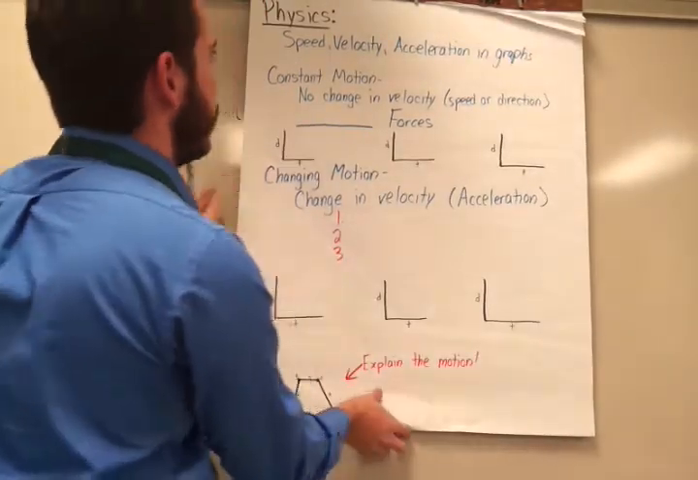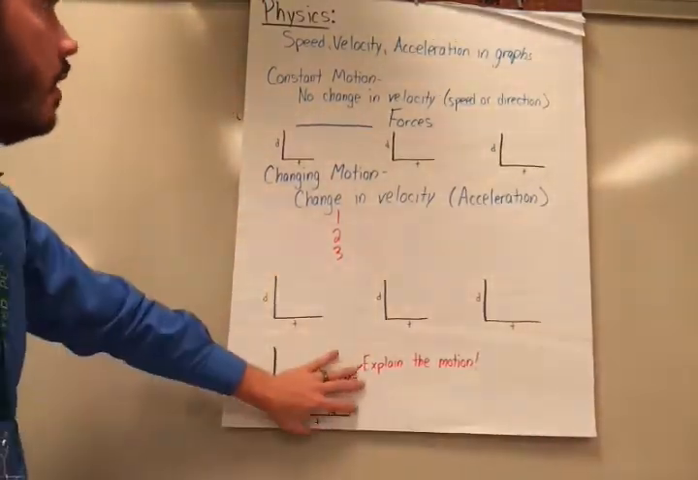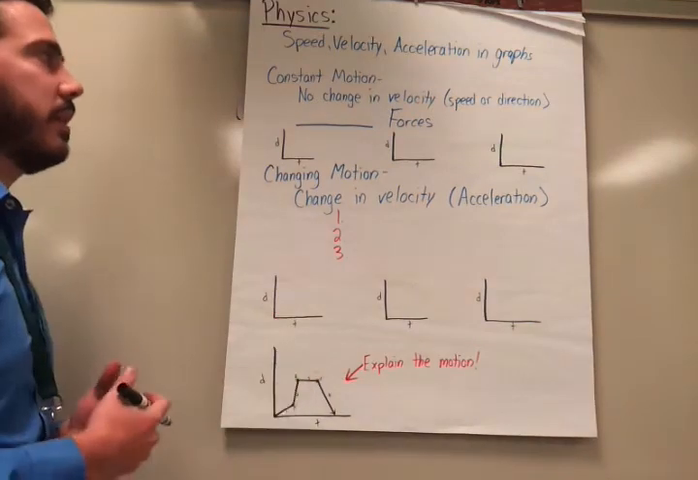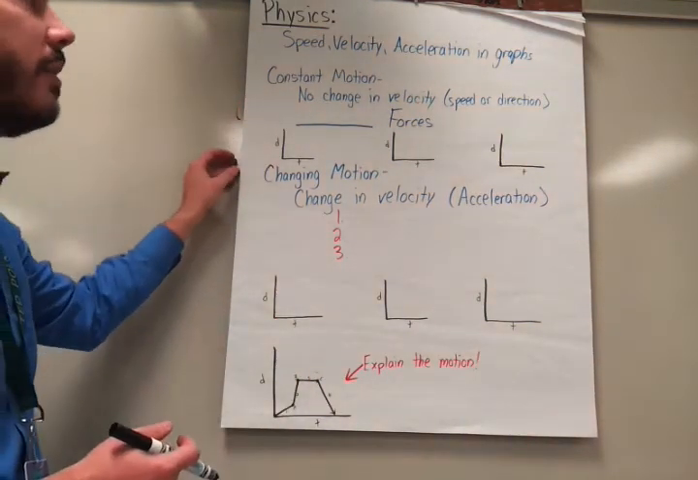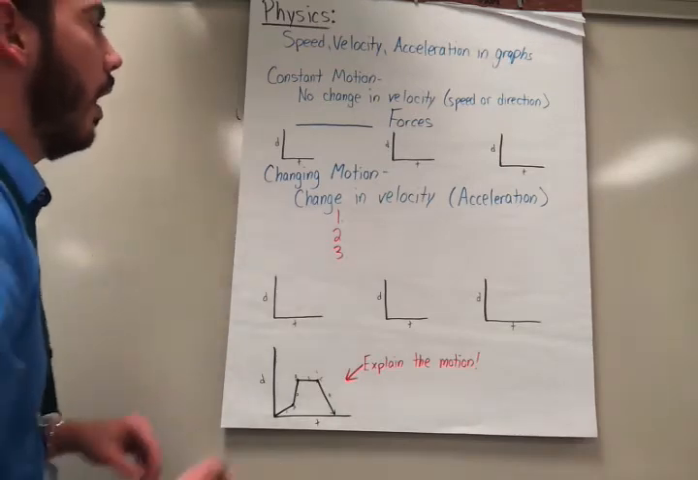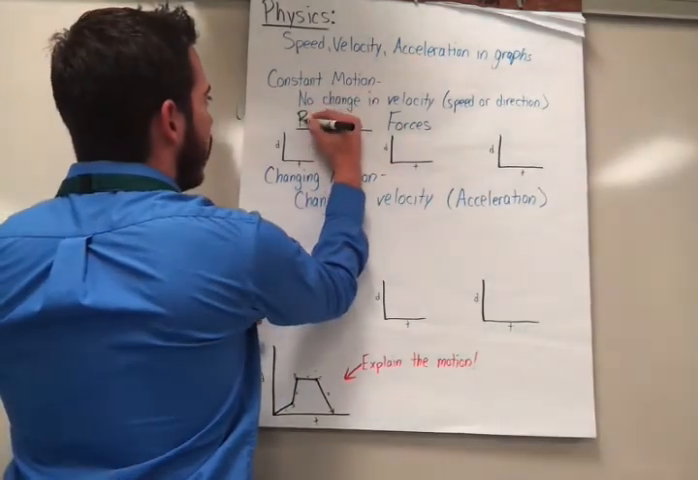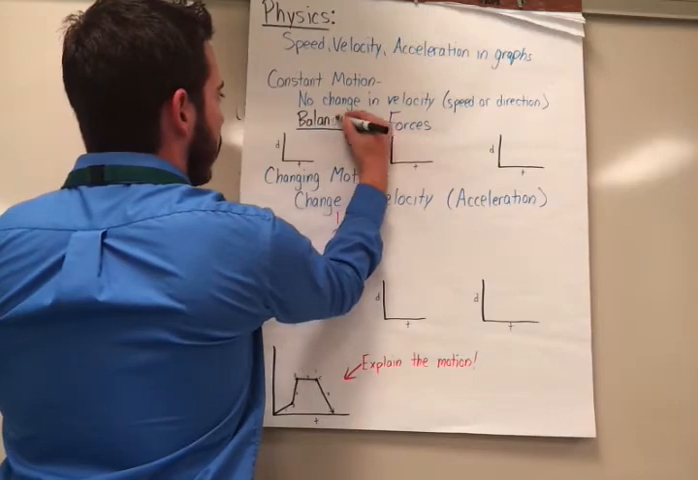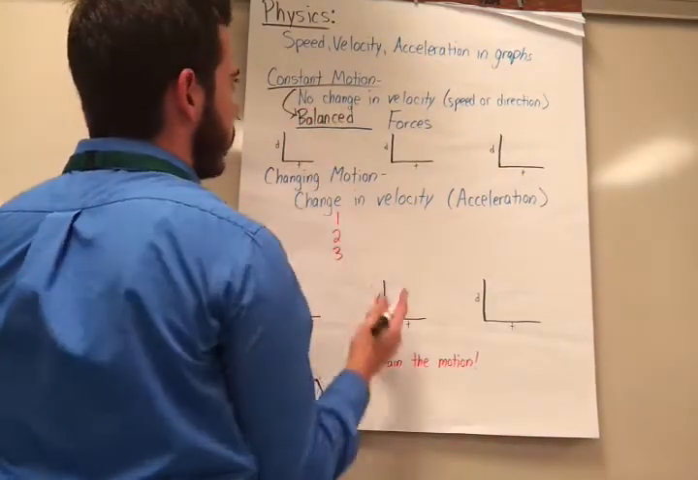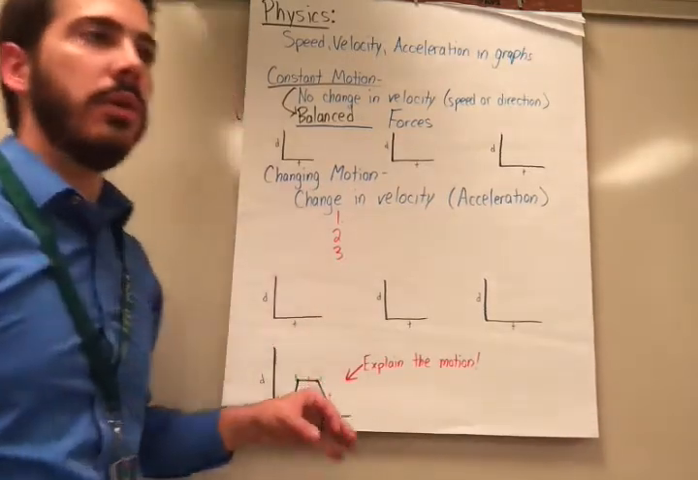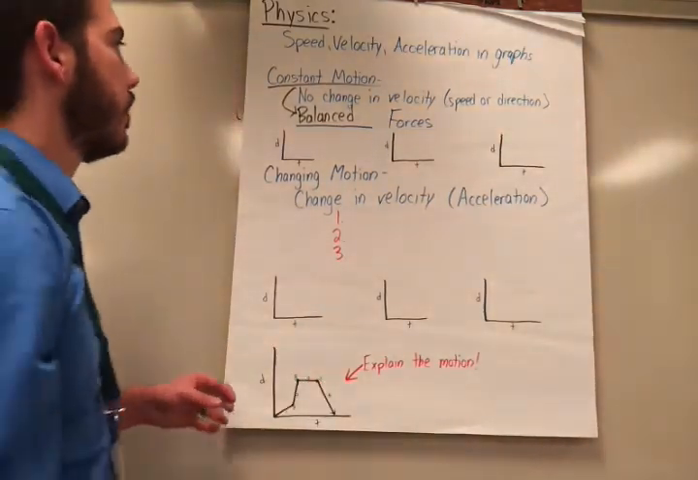Last but not least, this is the very last one that we have. Explaining speed, velocity, acceleration in graphs. Constant motion means no change in velocity, speed, or direction. And the forces for that would be balanced. We talked about that earlier. So constant motion, balanced forces, no acceleration, zero force.